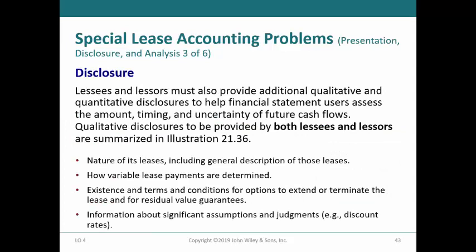Both lessees and lessors should report the nature of the leases they have as well as how any variable lease payments are determined. They should disclose the existence and terms for options to extend or terminate the lease. There should also be disclosure about the residual value guarantees. Any significant assumptions made, such as the discount rates for present value calculations and judgments, will need to be disclosed.